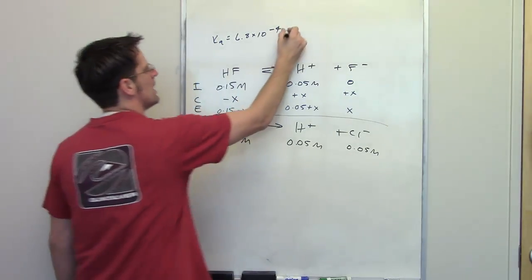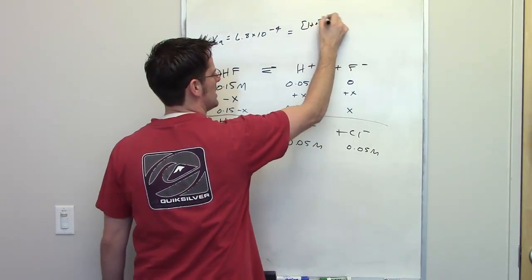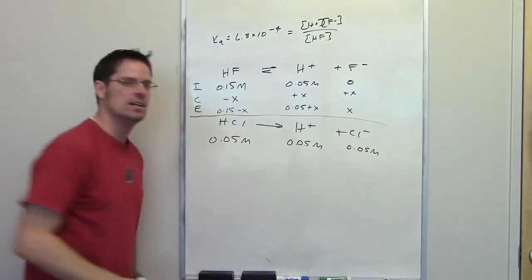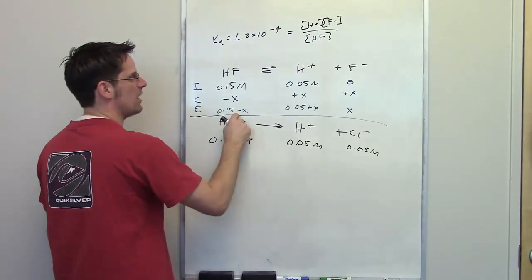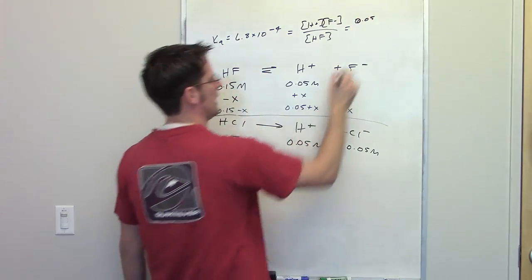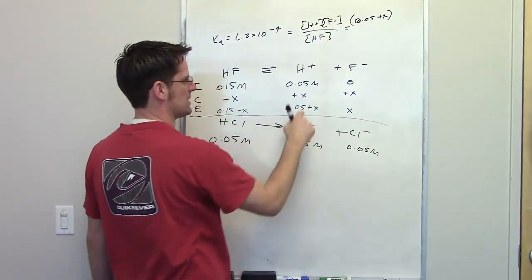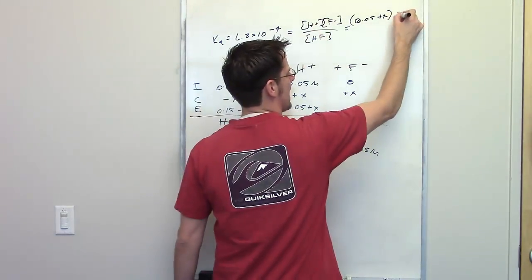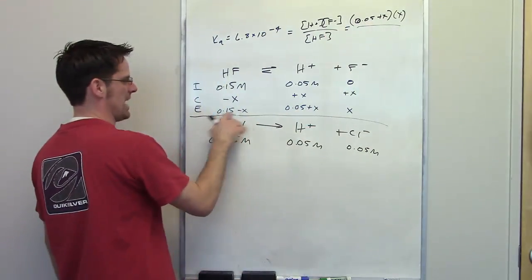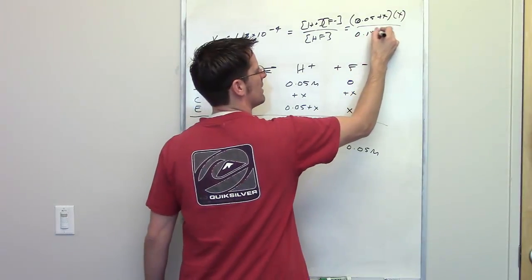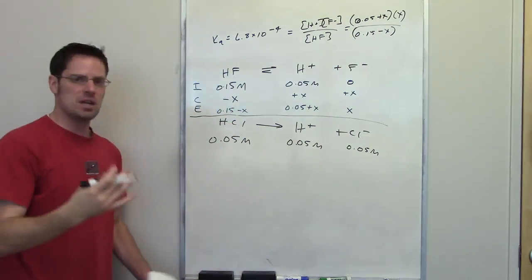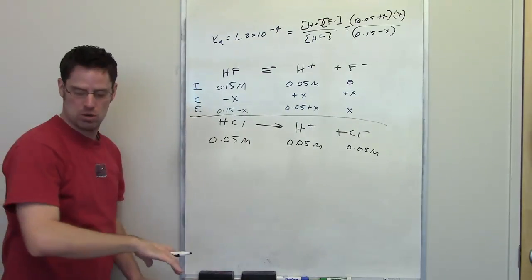Equilibrium Ka is going to be equal to the concentration at equilibrium of H plus multiplied by the concentration at equilibrium of F minus divided by the concentration at equilibrium of HF. Or if we put in each of these values, it's going to be equal to 0.05 plus X, that's the H plus equilibrium concentration, multiplied by X, that's the fluoride equilibrium concentration, all divided by the equilibrium concentration of HF, which is 0.15 minus X. So I have to set this equal to this number and solve for X. I'm going to go ahead and move that down here to give us some more room.